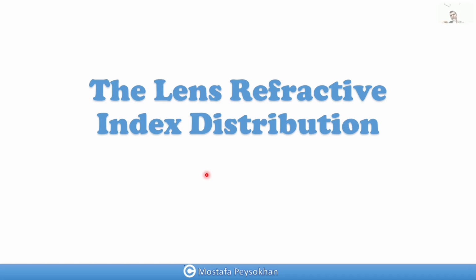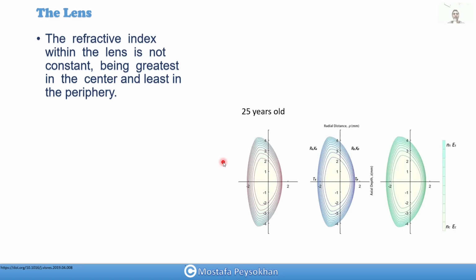So first, we need to think about why we said lens refractive index distribution, not just lens refractive index. Because the refractive index of the lens, the crystalline lens in our eye, is not a constant number. We have a distribution of the refractive index, or in other words, we can say we have a gradient of the refractive index. So let's take a look at the map of the refractive index.